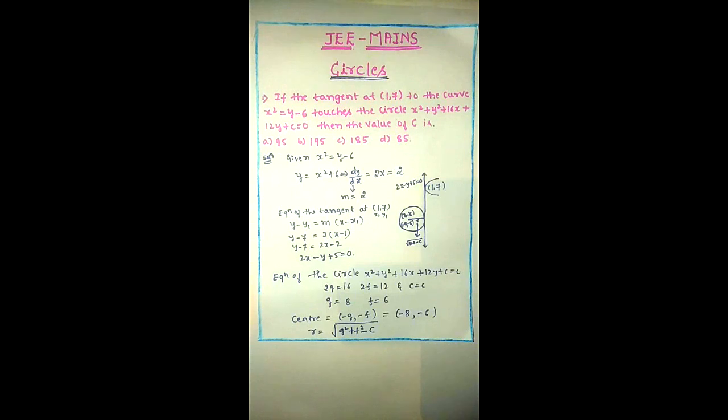You already know that in conic sections there are mainly four concepts: first one circle, second one parabola, third one ellipse, and the last one hyperbola. Today we will discuss some problems related to circles. These problems are very important for your JEE Mains exams. Okay, first one.